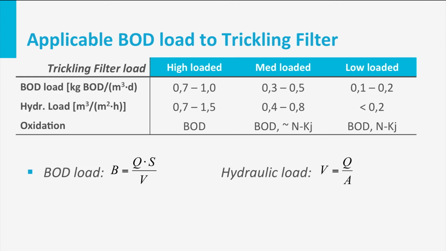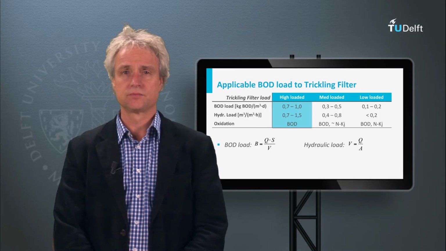Operation performance and functionality of a trickling filter is determined by the applied BOD loading, expressed as kilogram BOD per cubic meter volume per day. In a high-loaded system of 0.7 to 1 kg BOD per cubic meter per day, only organic BOD will be oxidized. At higher loadings, the oxidation is incomplete and the efficiency rapidly drops.